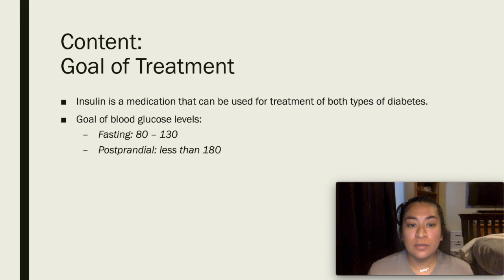Our goals of treatment for patients with diabetes is to keep blood glucose levels in a fasting range between 80 and 130 and postprandial less than 180. Insulin is a medication that we can use to help treat those with diabetes for type 1 and then for some patients with type 2 who are unable to respond to oral medications.